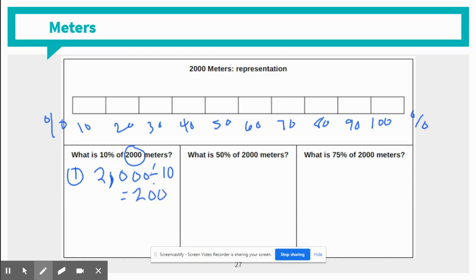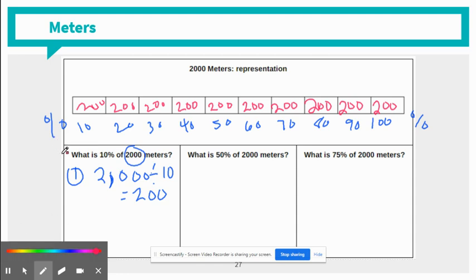Now I know how many meters is for each 10%. Let me use a different color. And I'm going to write 200 in each box. So now I'm ready to answer my question. So let's wait and give you time to do that.